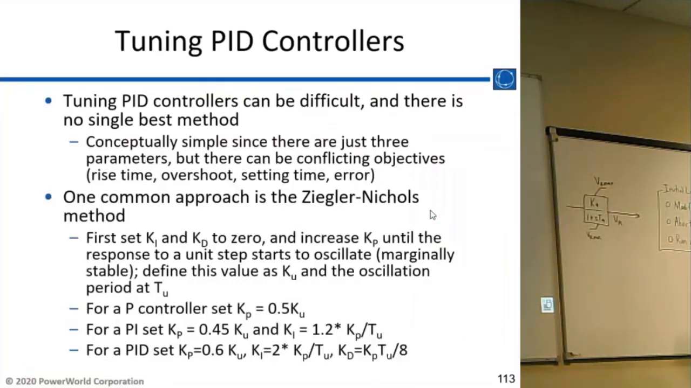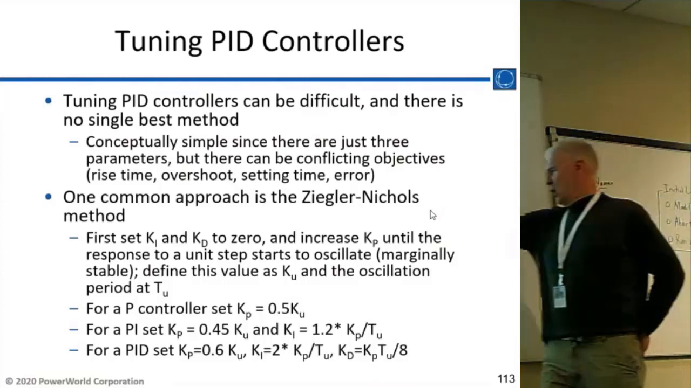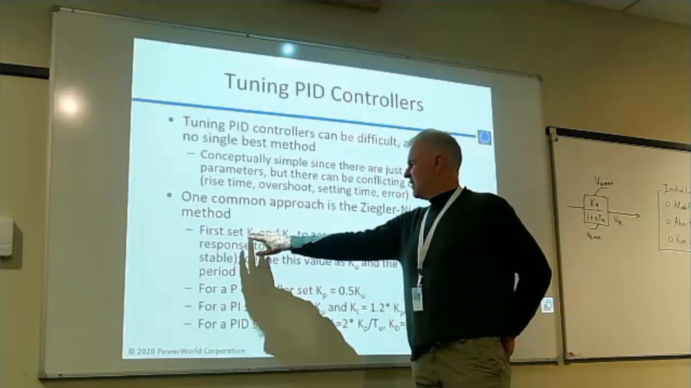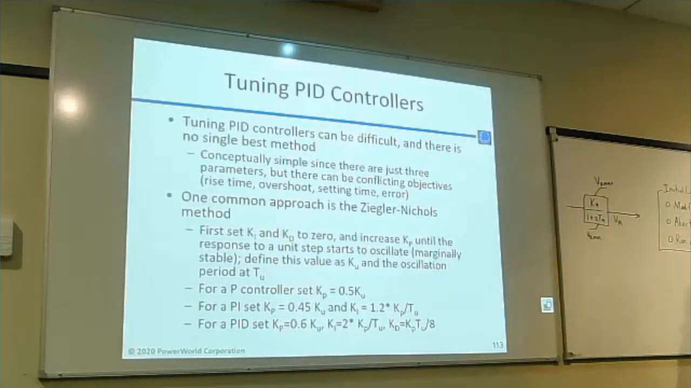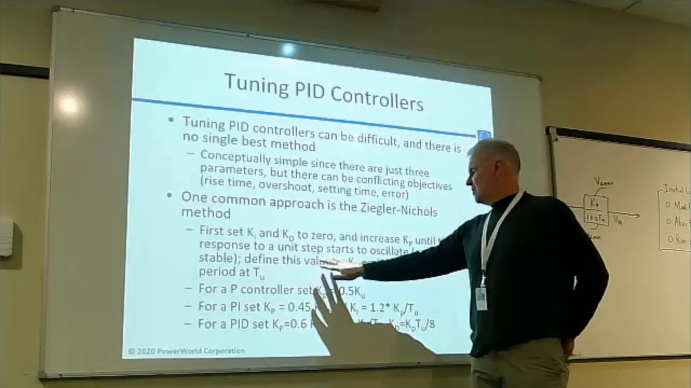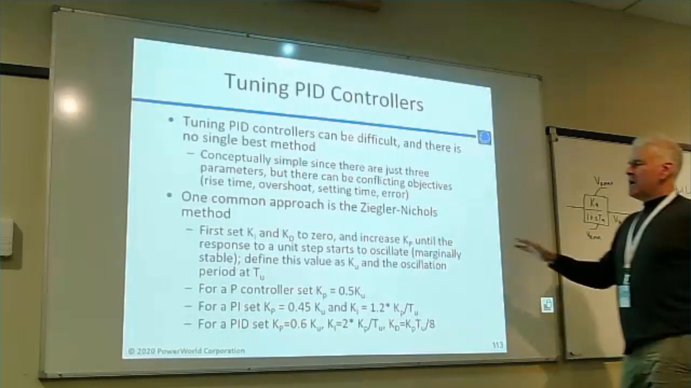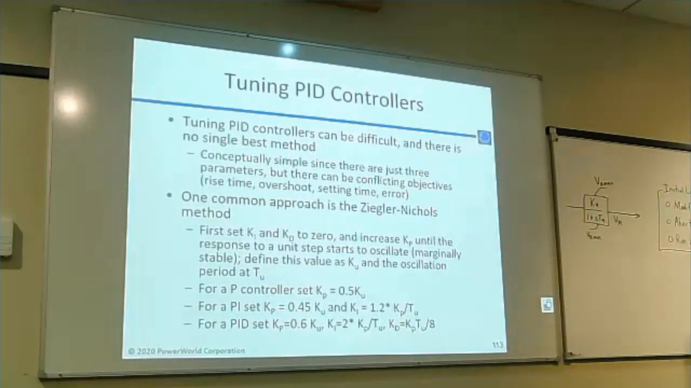So then you might say, well, okay, I've got a PID. How do I set my PID values? And that gets into PID tuning. PID tuning is a very common thing to do in a control system because they're used all over the place. It can be difficult, but there's no single best method to do it. A common approach is to use the Ziegler-Nichols method, and we'll go through an example of that right now with a hydro governor. In this one, you first set Ki and Kd to 0, and then you increase Kp until the response to a unit step starts to oscillate. You define this value as Ku, where the U is the K value that just causes instability, and you measure the period Tu, the period of oscillation.